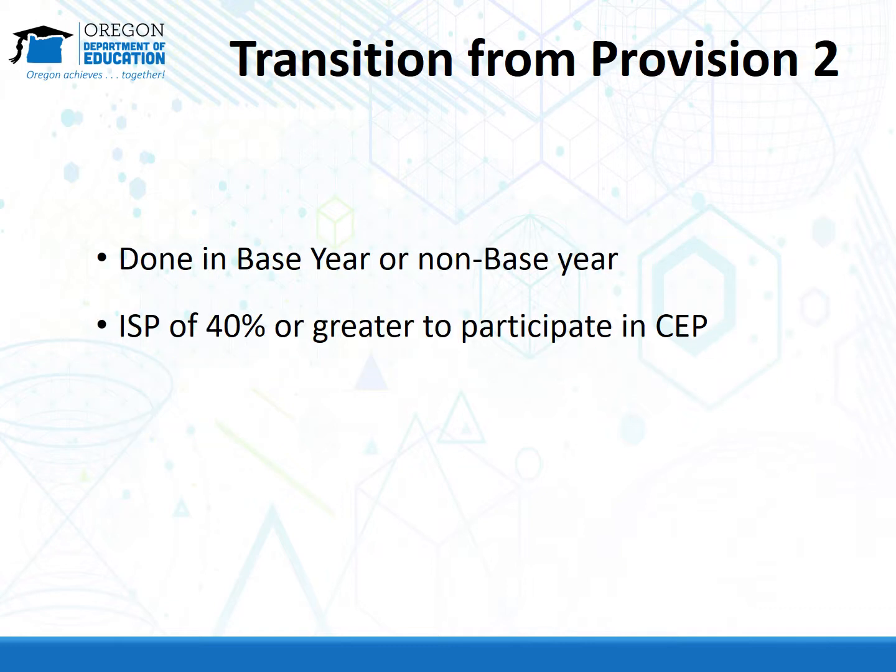Moving from Provision 2 or 3 to CEP may be desirable. It can be done in the base year or non-base year. Provision 2 and Provision 3 schools are required to obtain ISPs reflective of April 1st of the prior school year to participate in CEP. Like any other school, the identified student percentage must be 40 or greater to participate in CEP.